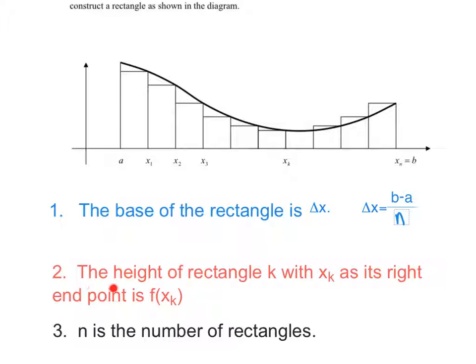2. The height of rectangle k, with x sub k as its right endpoint. To get the height, just like common sense should tell you, if you know x, you're going to plug it in to get y. So if I know the x value is x sub k, to get the height, I find f of x sub k. Now remember, a Riemann sum is either an over or under approximation. It's not the exact value.